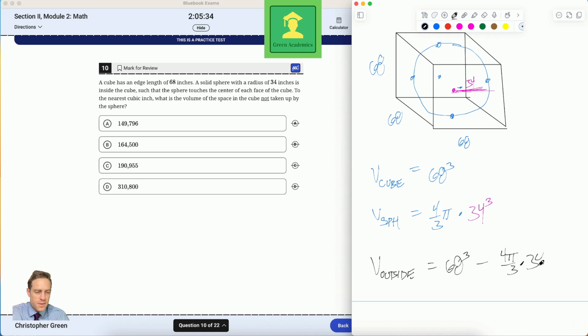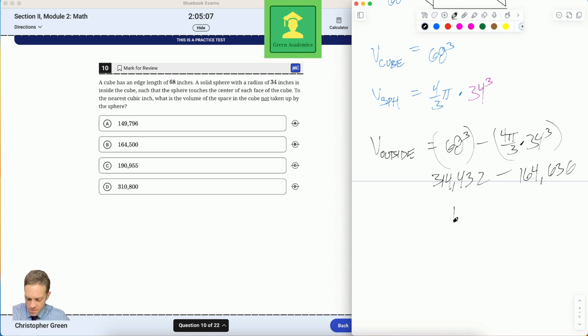which I'm going to write like this and then use these parens for clarity's sake. 68 to the 3. These are big numbers, right? So 314,000 taking away 164,000 is 149,796. Notice that I'm using a TI-83 in addition to the Desmos.